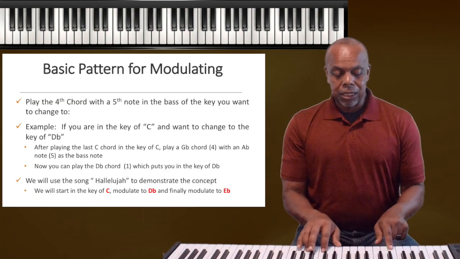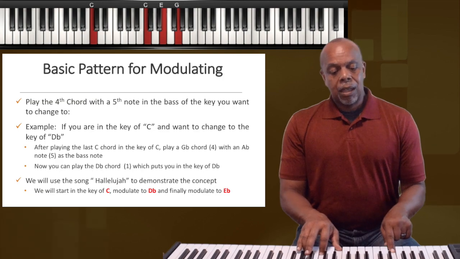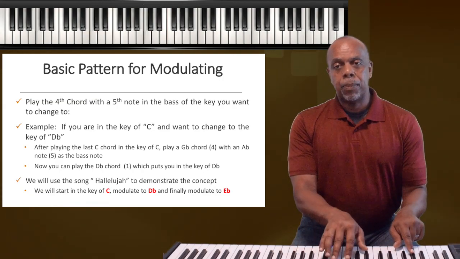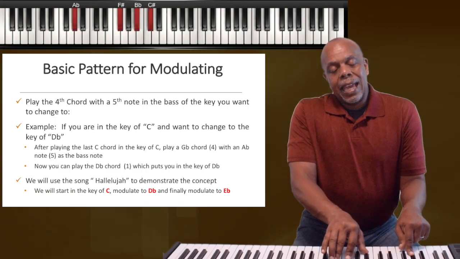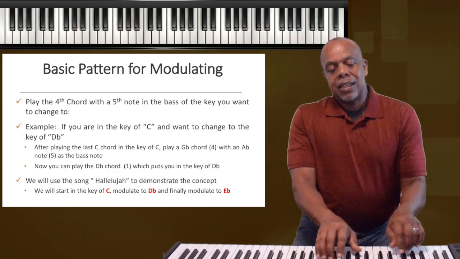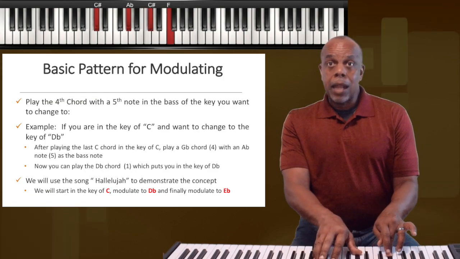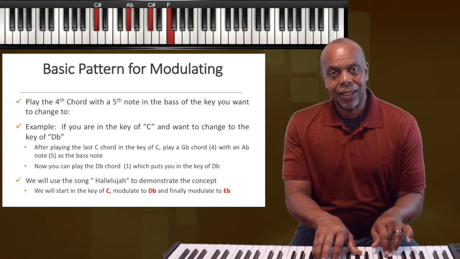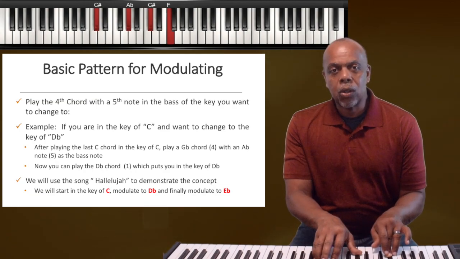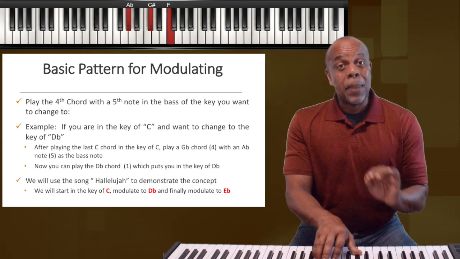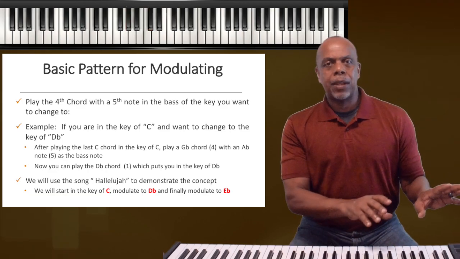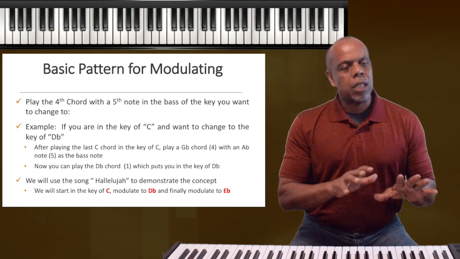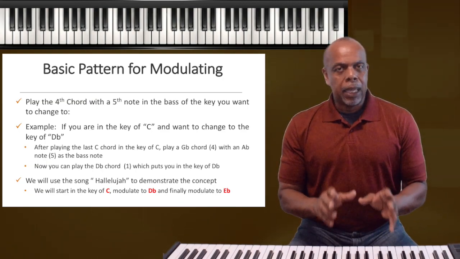See how I did that? I was in the key of C. I'm going to go to D flat, so I'm going to play a G flat chord with an A flat in the bass. And now I am magically in the key of D flat. That's pretty much all there is to it. Very, very basic way of doing it. Now, there are other patterns and other musicians, and as you get more technical, ways of changing and modulating. But this is a very basic way of doing it.